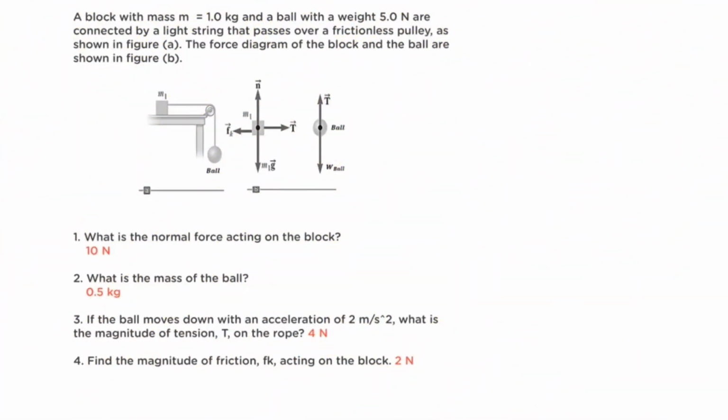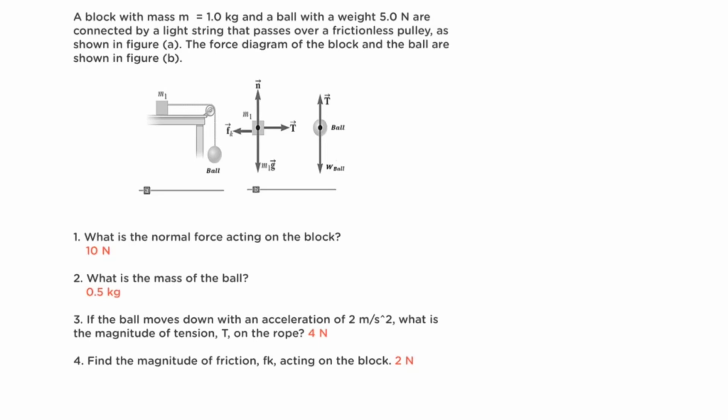A block of mass m equals 1 kilogram and a ball with a weight of 5 newtons are connected by a light string that passes over a frictionless pulley as shown in figure A, and the force diagram of the block and the ball are shown in figure B. So first question, what is the normal force acting on the block?